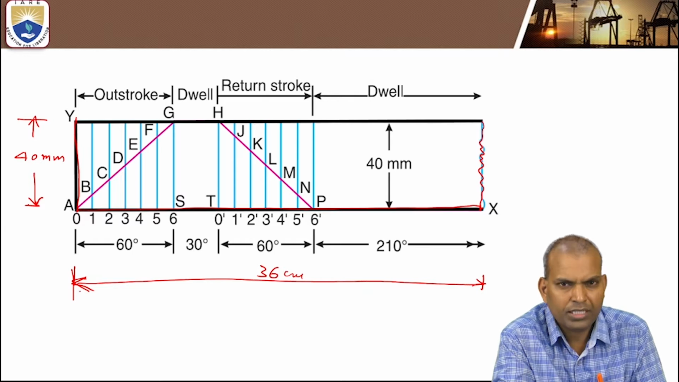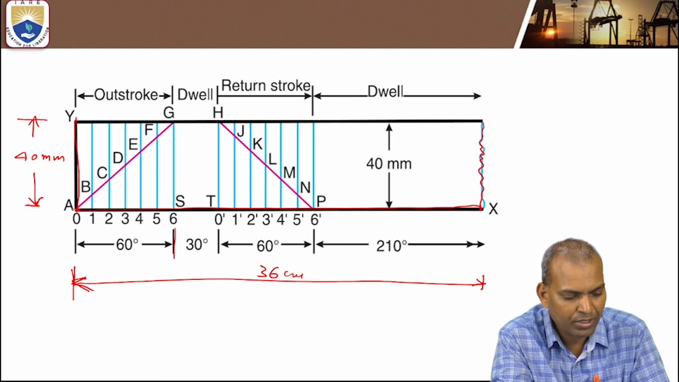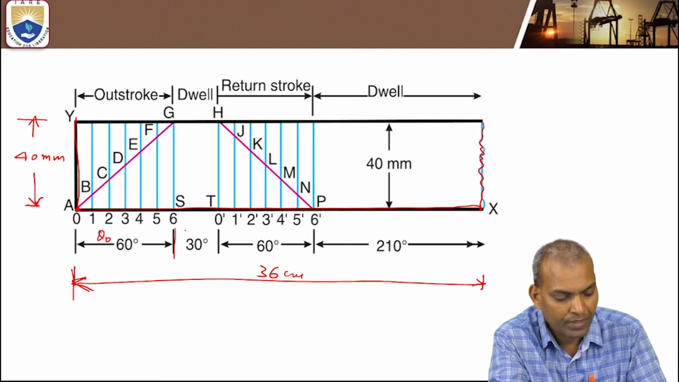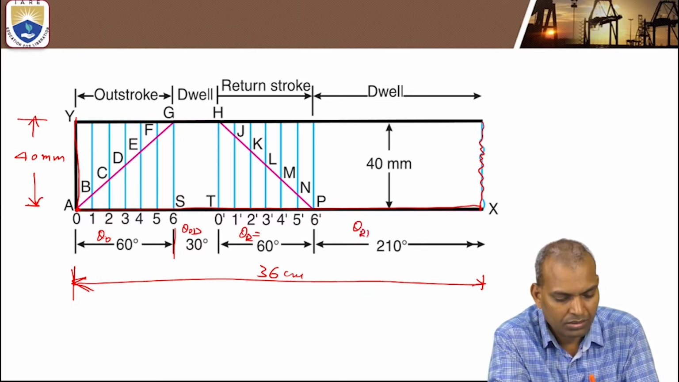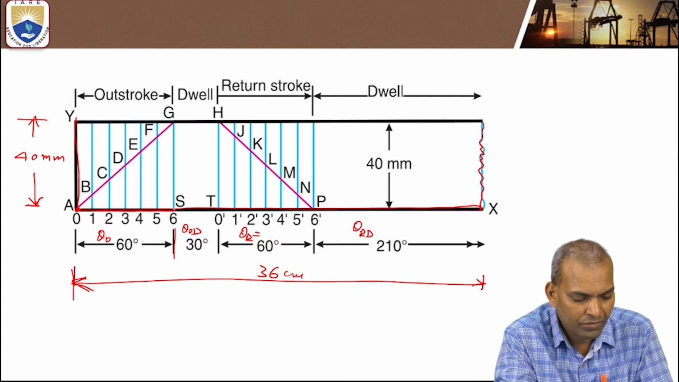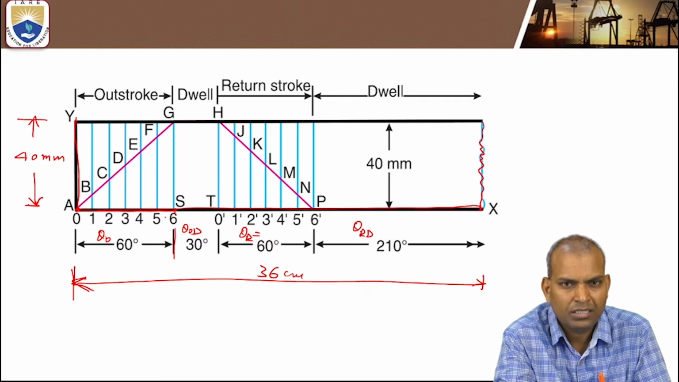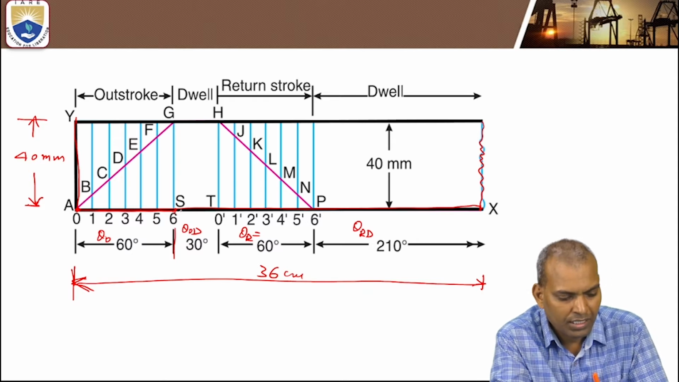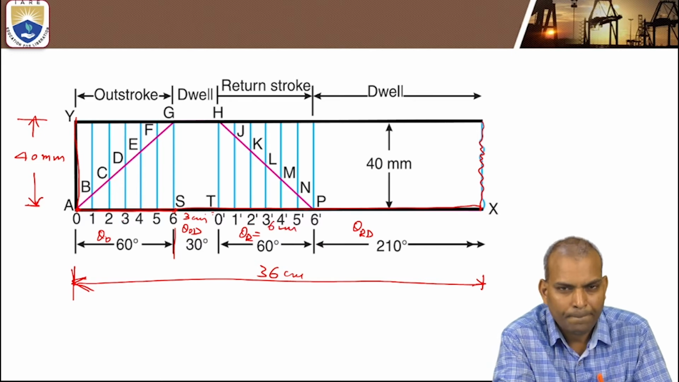So here it is 60 degrees. Divide this outstroke angle, that is 6 centimeters. There is a theta outstroke and a theta outstroke dwell, theta return stroke, theta dwell during return stroke. So theta outstroke, that is 60 degrees, that is 6 centimeters. Even though we mentioned here the angle, this angle is in the form of linear displacement, linear length. That is 6 centimeters, and 30 means 3 centimeters, and again 6 centimeters. But in drawing the cam profile, we have to show the angles.